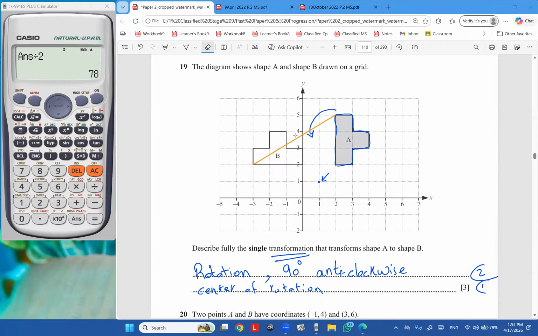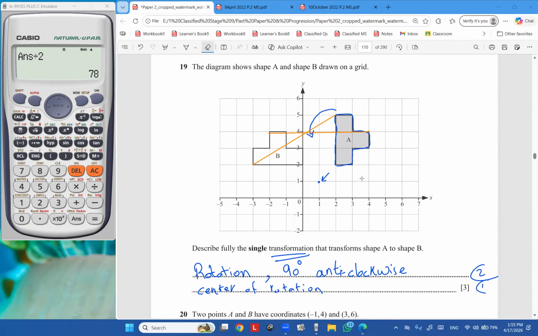Then you find the perpendicular bisector of this line. And you need another point, which is this one here, for example. This one, we know that it's going to be this one. So you can connect it. And then you find the perpendicular bisector of the new line. The two perpendicular bisectors that you drew so far are going to intersect at 1, 1, which is the center of rotation.